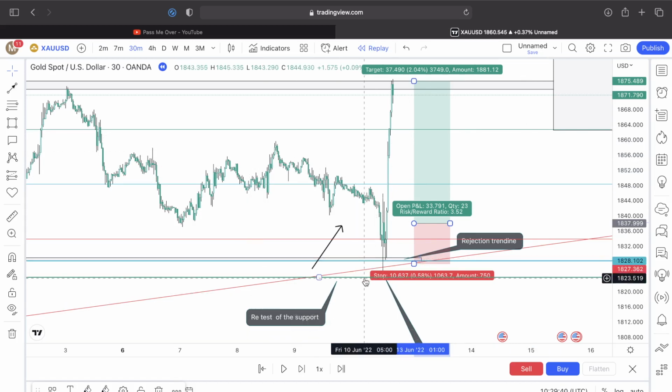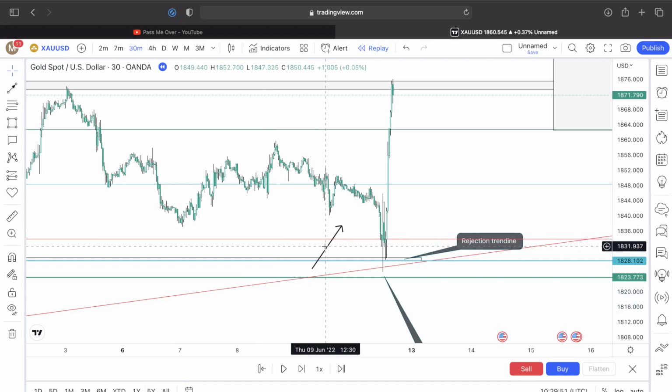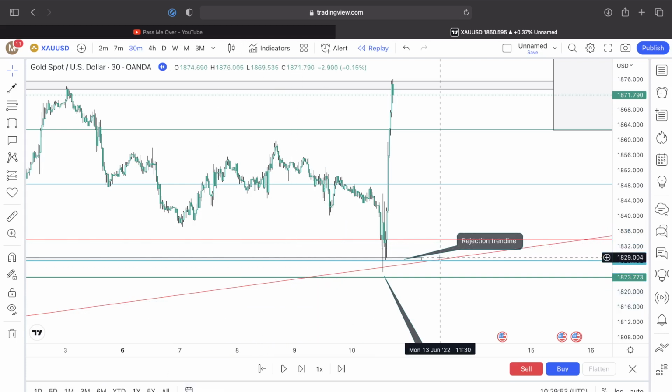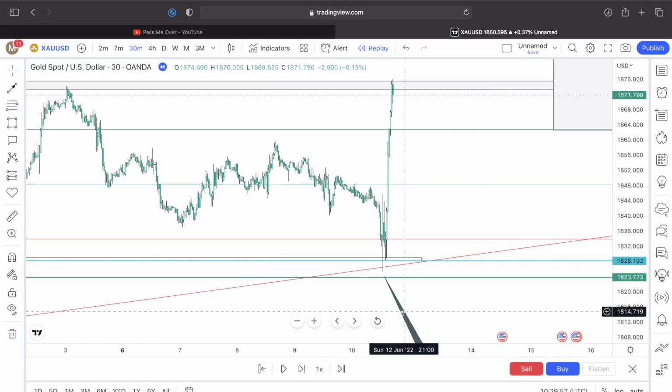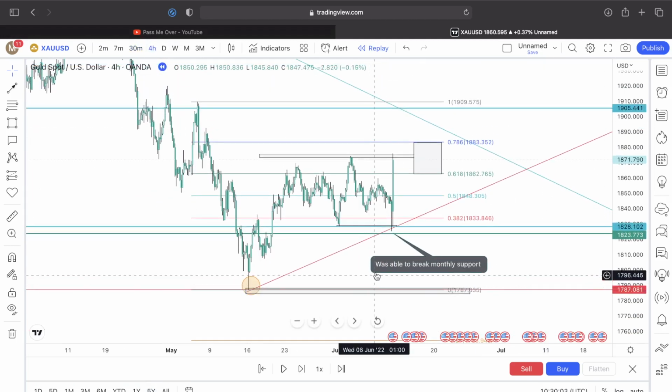So now let me remove some of the drawings. I'm just going to remove this here, remove this, remove this, remove this. So now we go back to the 4 hours, for instance. We've already plotted everything. We know where we are.